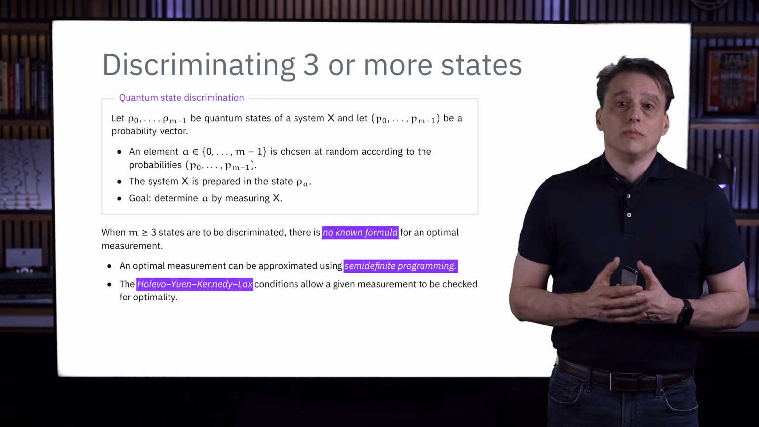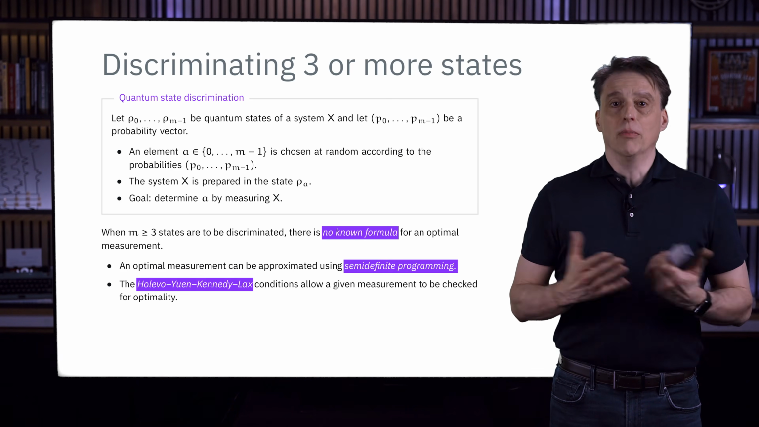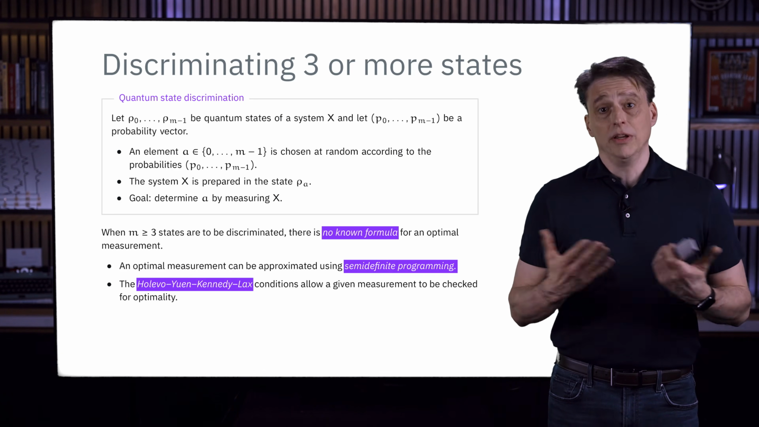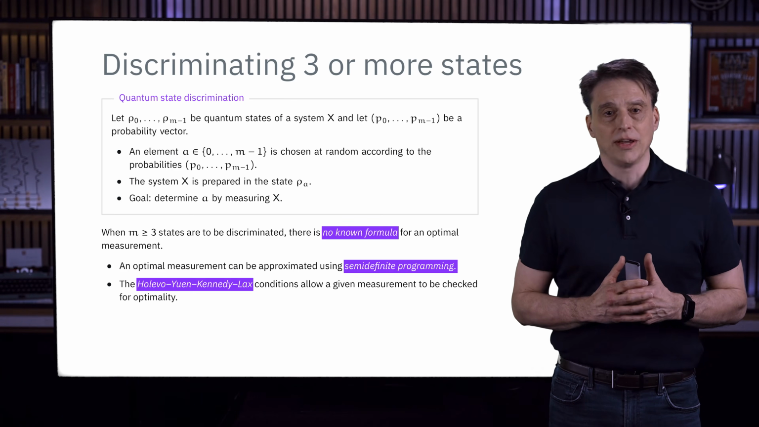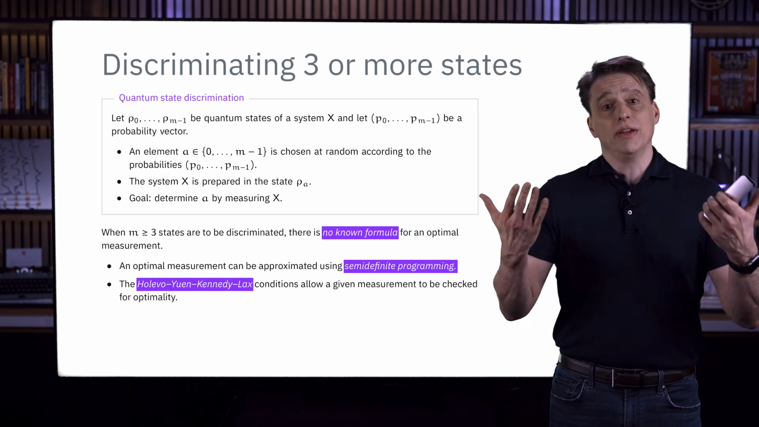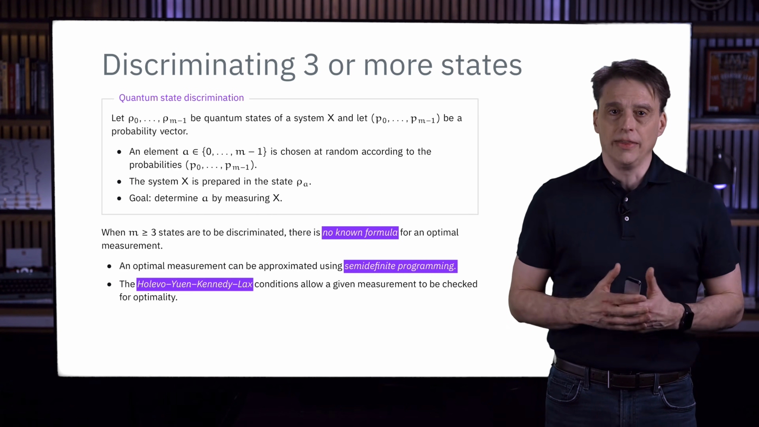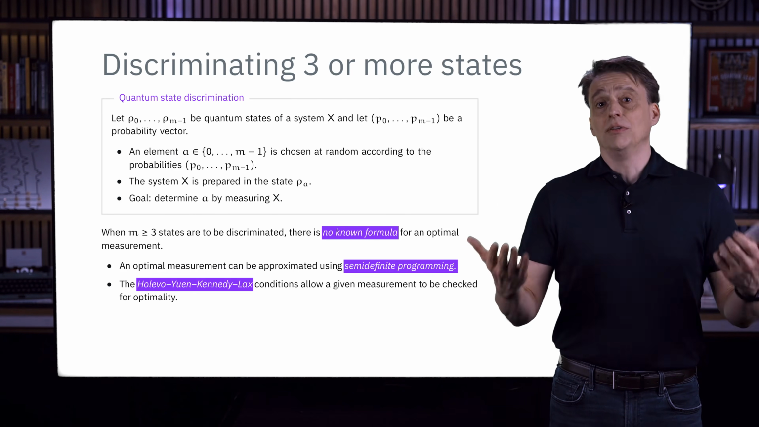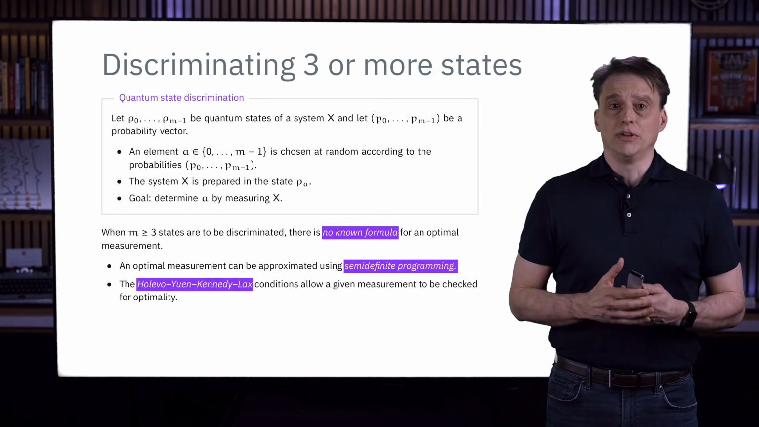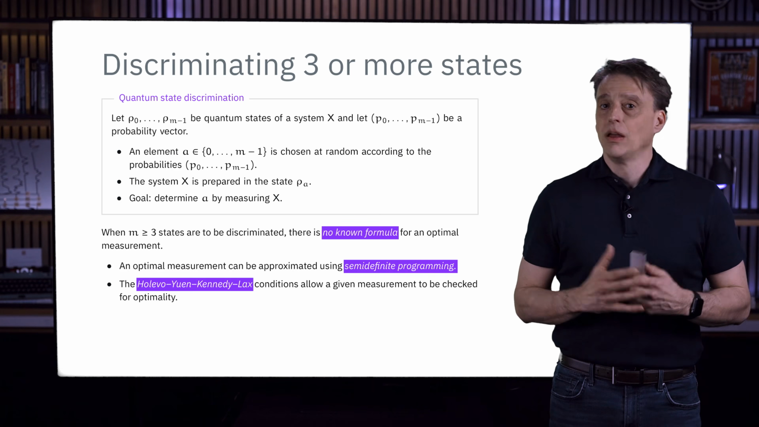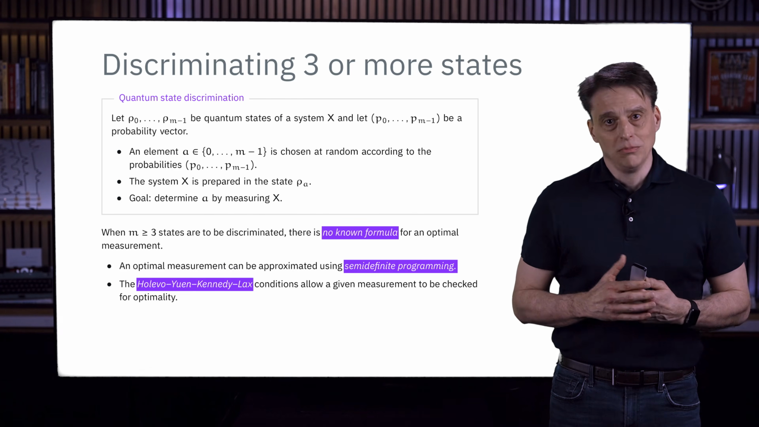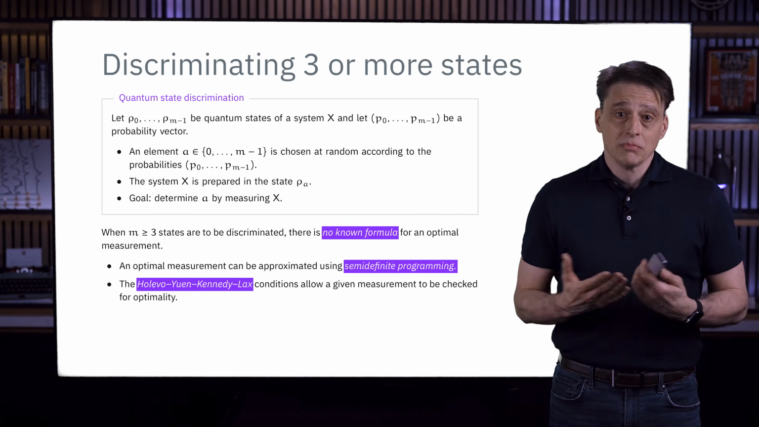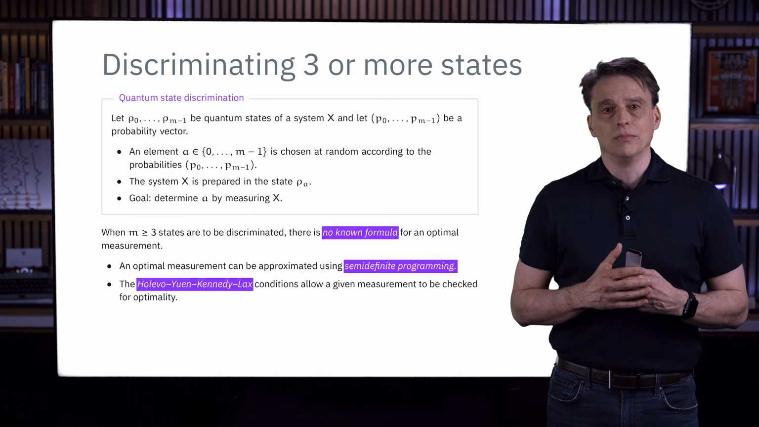On the other hand, if somebody gives you a description of a measurement and they claim to you that this measurement is optimal for a quantum state discrimination task, then it actually is very easy to either verify or falsify that claim. And that can be done using the so-called Holevo-Yuen-Kennedy-Lax conditions. I won't explain what they are in this video, but they are simple conditions, and it's pretty cool that this is possible.